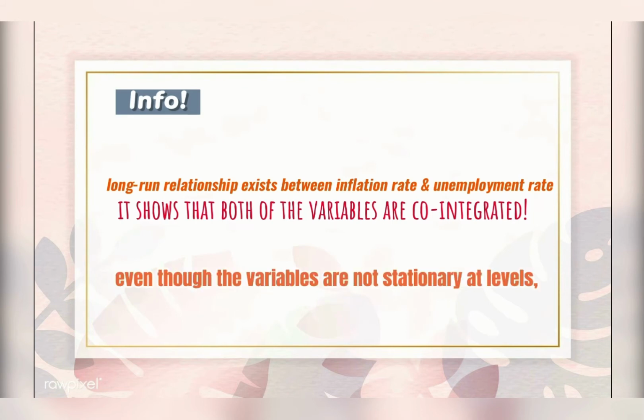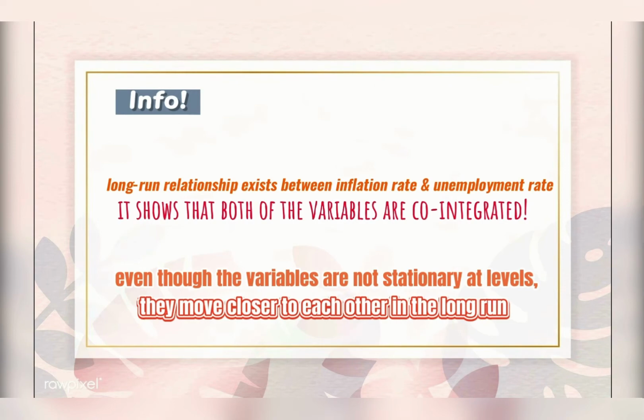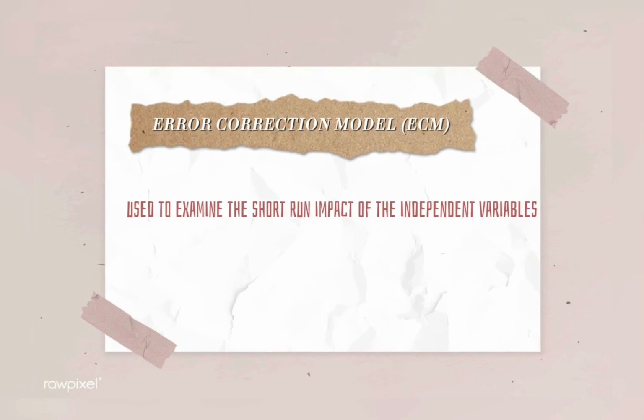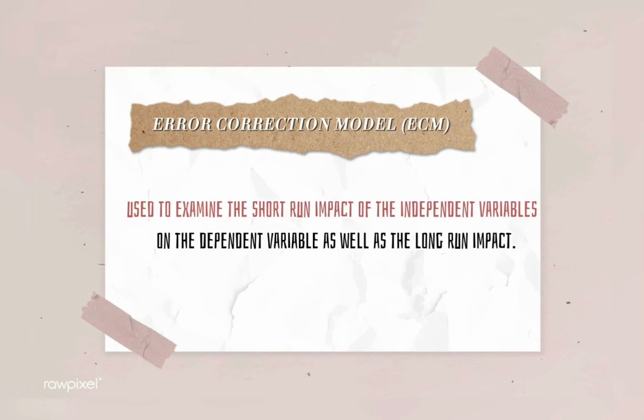Even though the variables are not stationary at levels, they move closer to each other in the long run. The error correction model (ECM) is used to examine the short-run impact of the independent variables on the dependent variable, as well as the long-run impact.